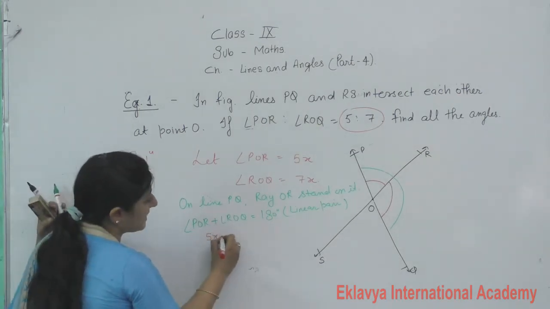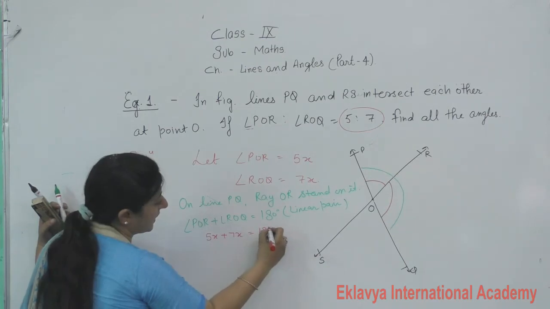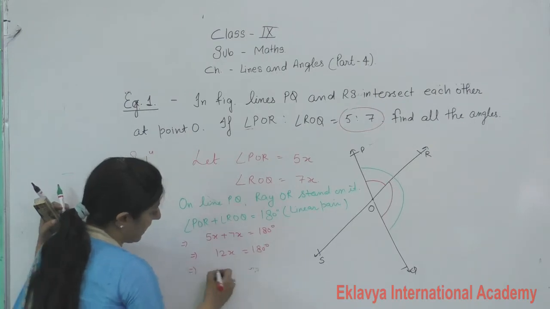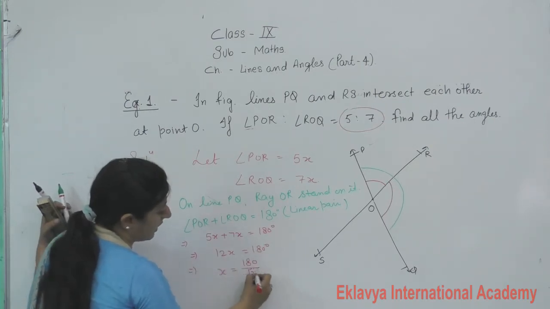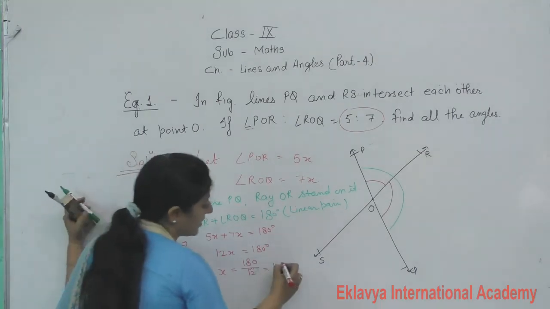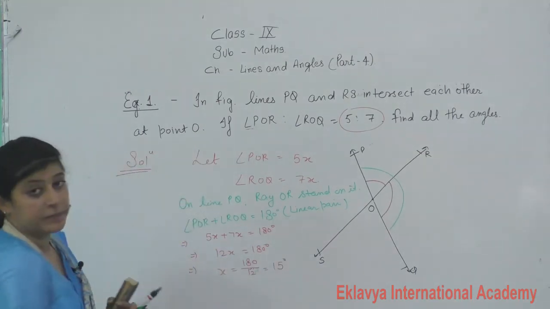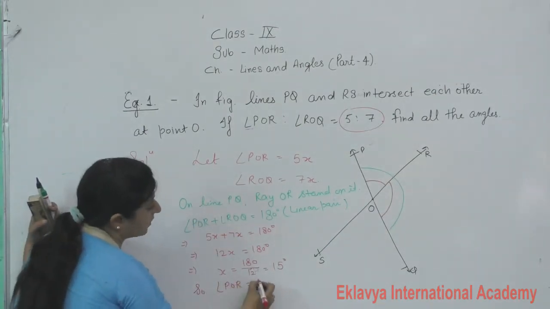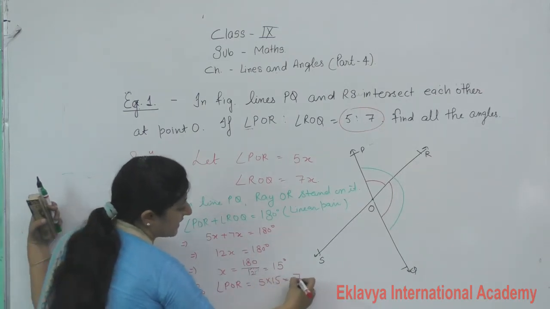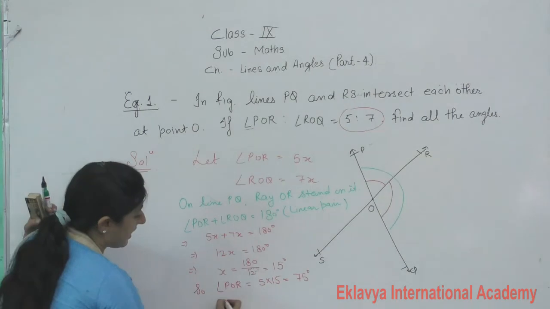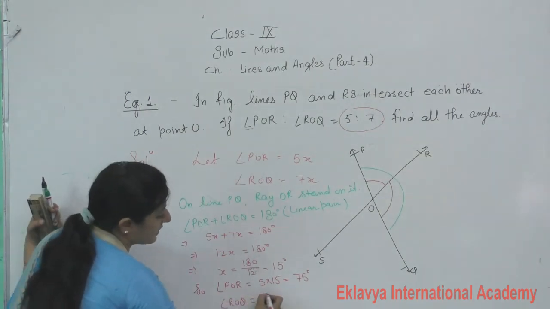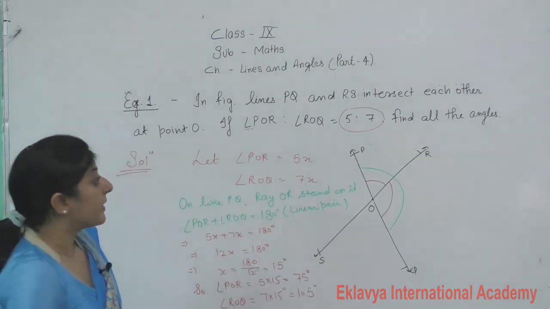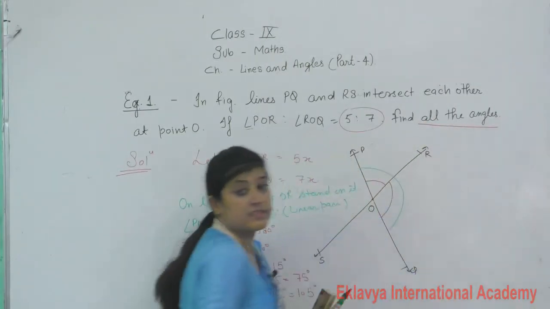Put the values. POR is 5x, ROQ is 7x, so 5x plus 7x is equal to 180 degree. 12x is equal to 180 degree. x is equal to 180 upon 12. 12 ones are 12, 12 fives are 60, that is 15 degree. So put the value here. Angle POR is equal to 5 into 15, that is 75 degree, and ROQ is equal to 7 into 15, that is 105 degree. But the question is to find all the angles.